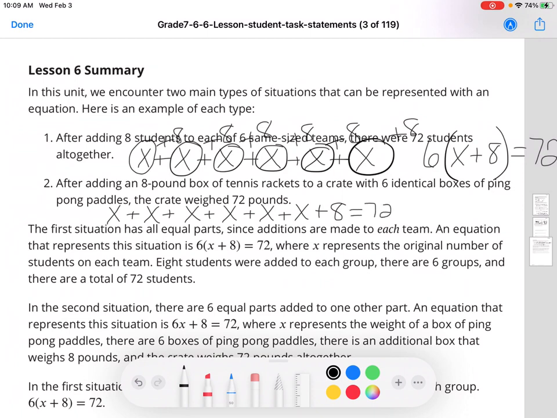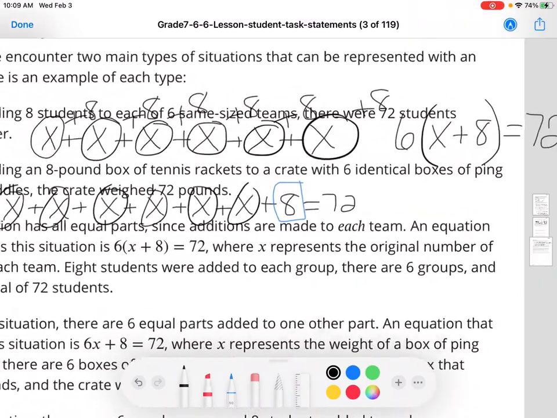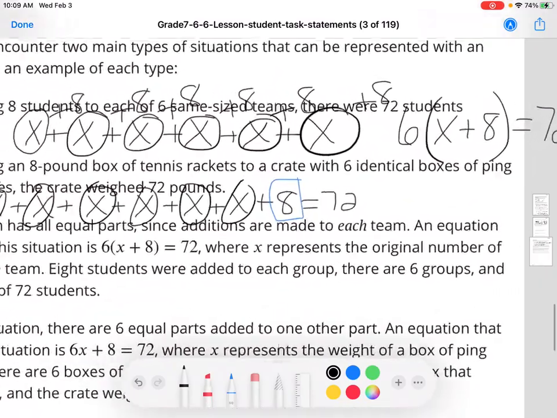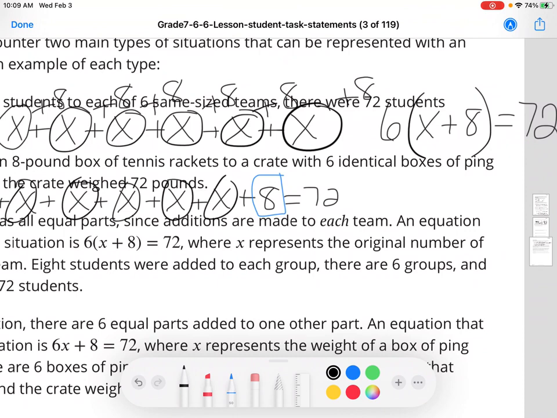So now I only have how many identical groups? 1, 2, 3, 4, 5, 6. And then I have an additional group, but it's not identical. So I can simplify my 6 boxes of ping pong paddles since they weigh the same. So I have 6 groups of X, but then I have a box that weighs 8 pounds to give me a total of 72 pounds.